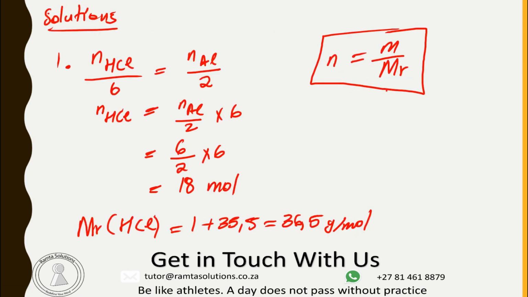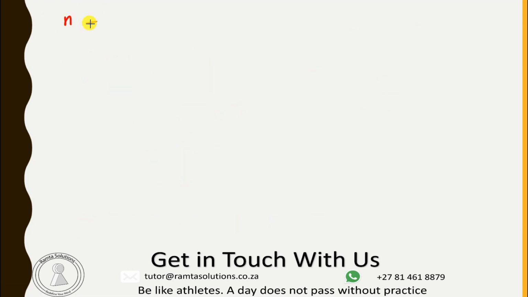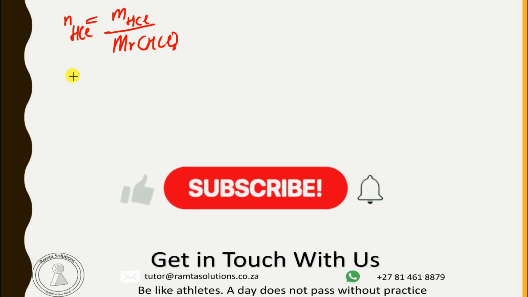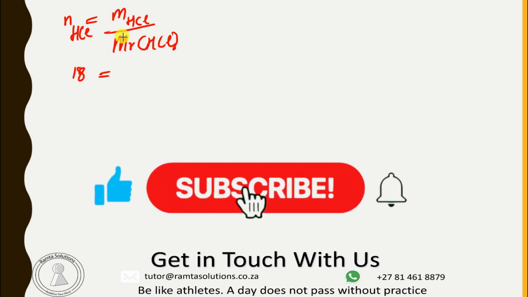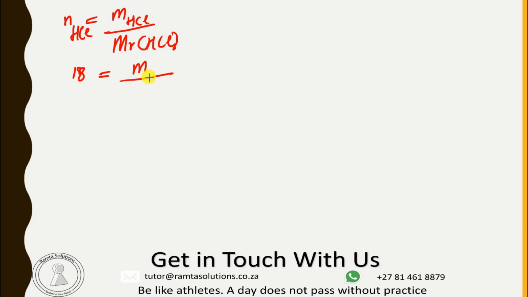From this formula, we can see that mass is equal to n times molar mass. But I'm not going to use this. But if you like, you can still use it. It's okay. I'm going to just use this as it is. So we have number of moles of hydrochloric acid equals mass of hydrochloric acid over molar mass of hydrochloric acid. The number of moles was 18. What is the mass? We do not know. What is the molar mass? It was 36.5.